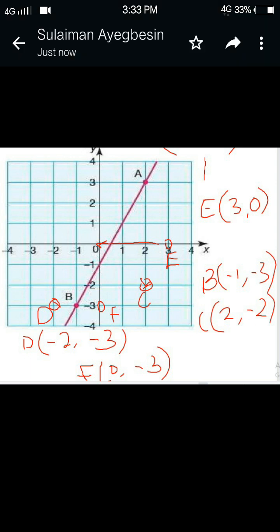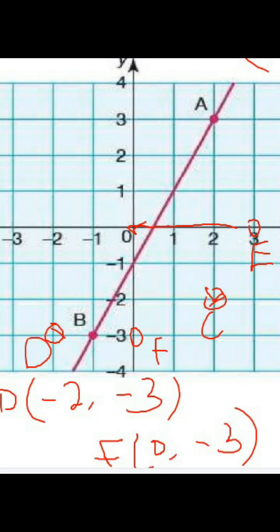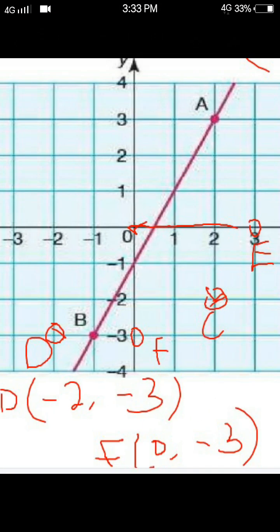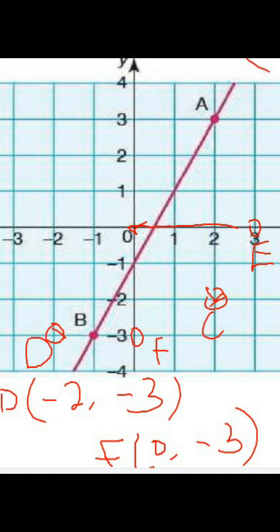Now for point D, this is point D here. Point D, trace it to the x-axis, that is -2, and then to the y-axis, it will be -3. So that is why D is -2 comma -3.